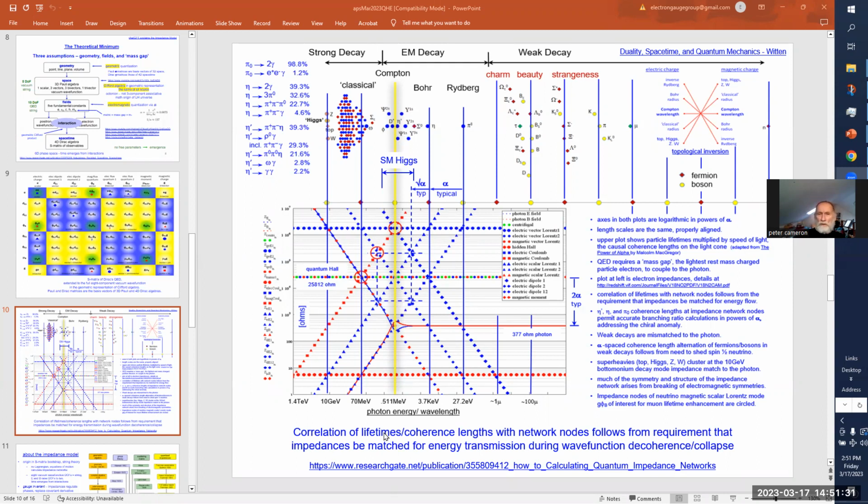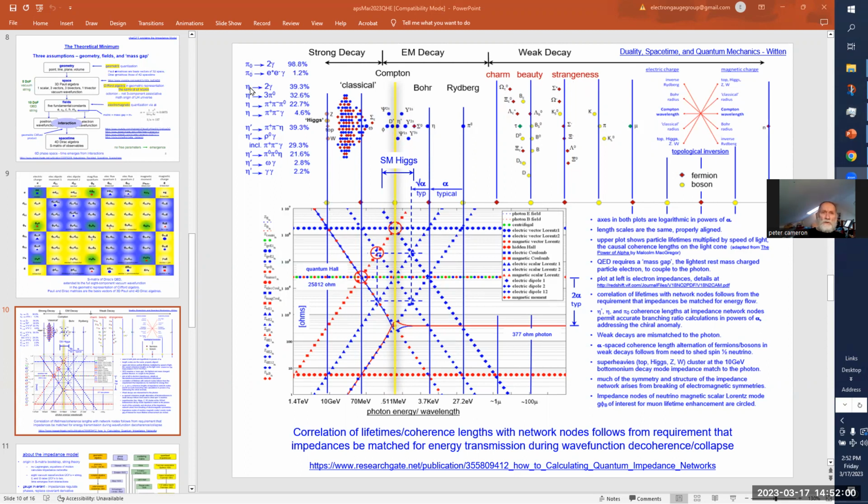The correlation of the lifetimes: what we have here are the lifetimes, or you could say the coherence lengths, the lifetimes multiplied by the speed of light, for the unstable particle spectrum. And these are spaced in powers of alpha, except here we've got a root alpha around the Compton wavelength, and it alternates between fermions and bosons. This is related to the weak interaction and the fact that neutrinos are present in all of these decays.